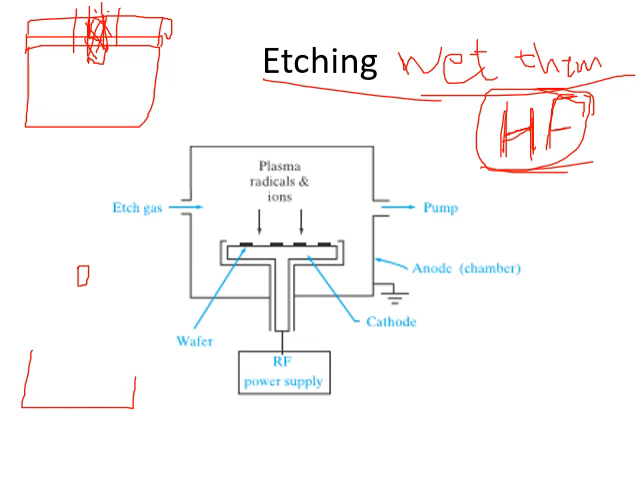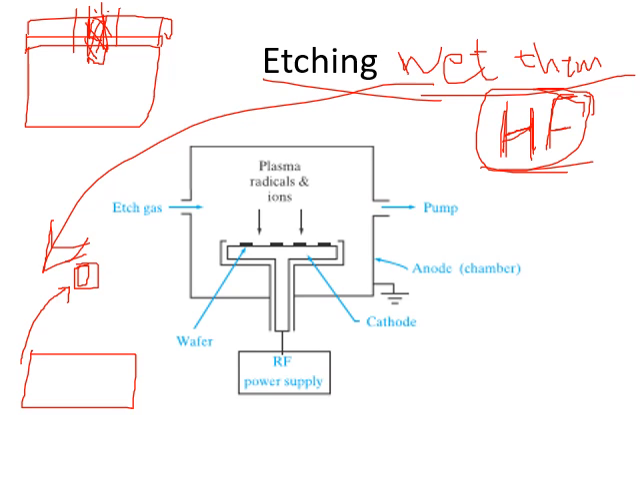See, earlier wet etching was used. Why? Because the size of the transistor was not so small, right? But as we are advancing in technology, the size of the transistor is becoming smaller and smaller. So now it is not preferred. Why? Because this isotropic property of this dilute HF is affecting the devices where the size is too small. So we have to use dry etching.